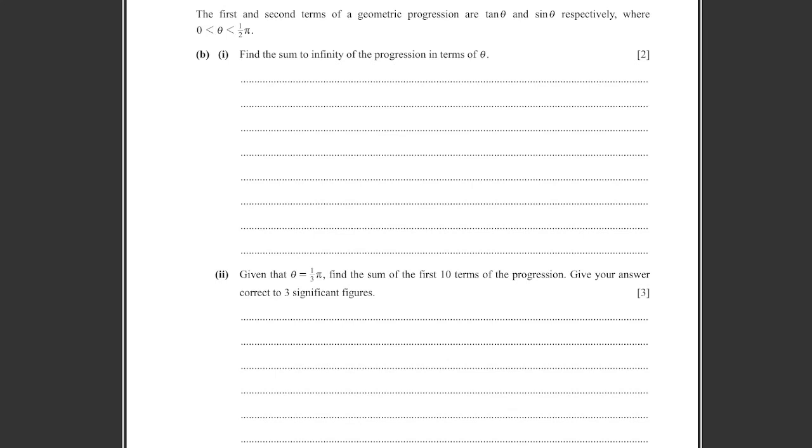For part B, they give us the same first and second term, tan and sine, but this time they change the progression to a geometric one. They give us a range, and what they want us to do is find the sum to infinity of the progression in terms of theta.